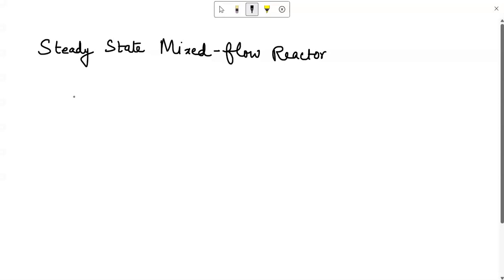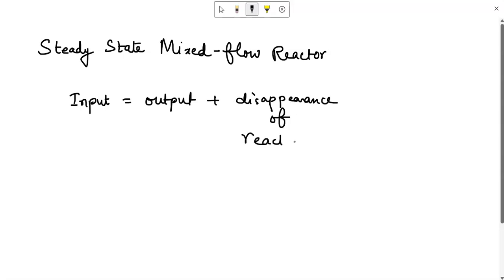So we know that input equals output plus disappearance of reactant plus accumulation. Now we have a steady state process. So this accumulation term is equivalent to 0.